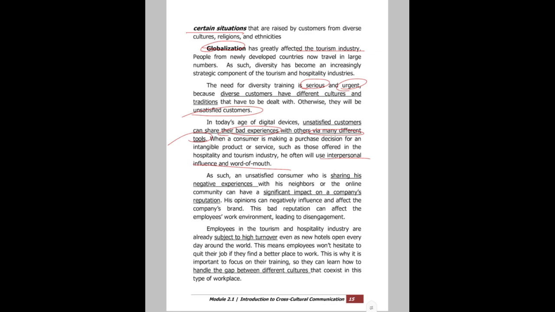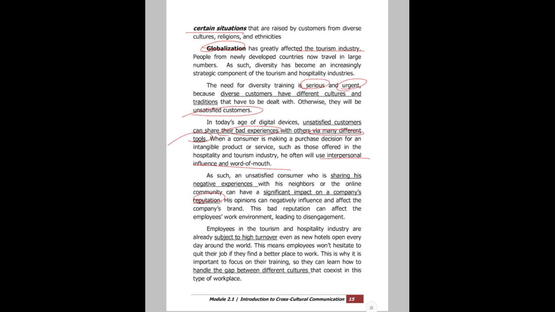So, ibig sabihin, as a guest, pag kinalat ko yun, marami ring guest ang maku-curious na, ay try natin mag-check-in sa Shangri-La Hotel kasi according kay Ma'am Ara, maganda pala yung services, try natin. So, ibig sabihin, yung word of mouth, yung comment mo na yun, yung feedback mo na yun, it can spread. 'Di ba? It can create a positive effect sa company kasi meron kang magandang feedback towards them. So, an unsatisfied customer who is sharing his negative experiences with his neighbors or an online community can have a significant impact on the company's reputation.